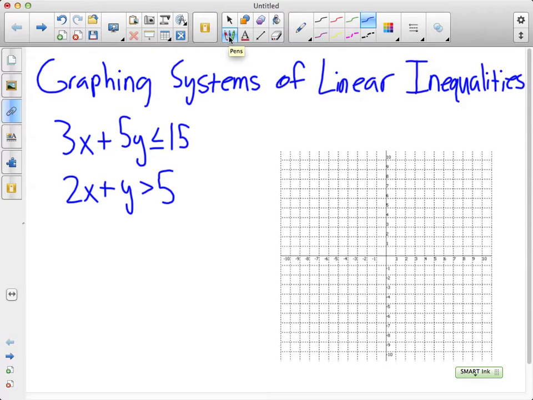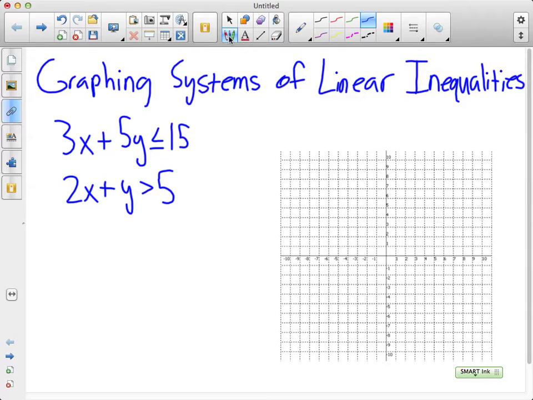all of the inequalities. So here we have 3x plus 5y is less than or equal to 15, and 2x plus y is greater than 5. And we're going to graph these two inequalities. Now there are two ways you can graph these. You can go by intercepts, or you can convert to slope-intercept form. So I'm going to do the first one by converting to slope-intercept form.